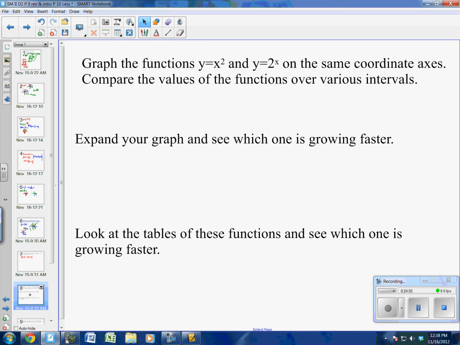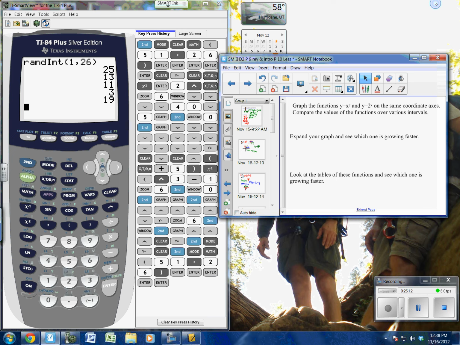This is what I want you to do right now. Everybody, graph the function y equals x squared and y equals 2 to the x on the same coordinate axes. Compare the values of the functions over various intervals. Expand your graph and see which one is growing faster. Look at the tables of these functions and see which one is growing faster. We're going to do this one together.